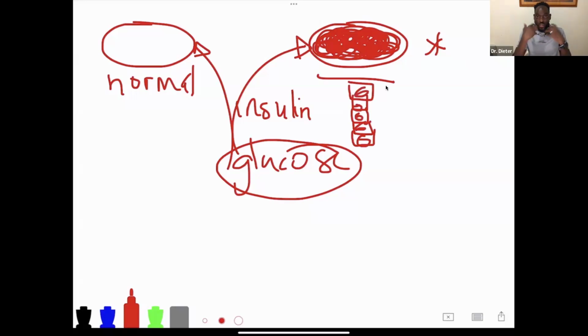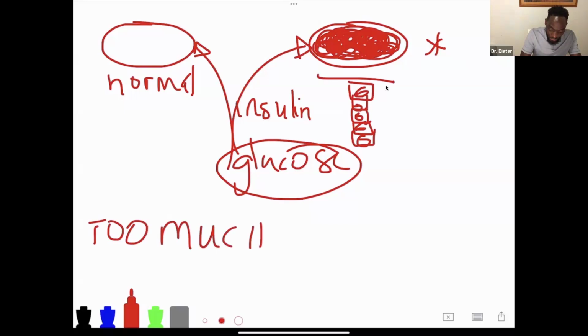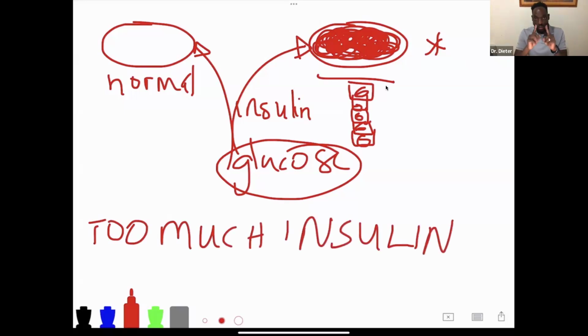Now, it leads to the second way in which we develop insulin resistance, which is too much insulin. When you have too much insulin, your insulin doesn't work well. There is a one-to-one relationship between the concentration of glucose in the blood and the amount of insulin that is pumped out by the pancreas, the gland that makes insulin. So when glucose is high, the pancreas pumps out more insulin. Okay. So glucose has now accumulated in the blood because it has no way of getting into this cell.